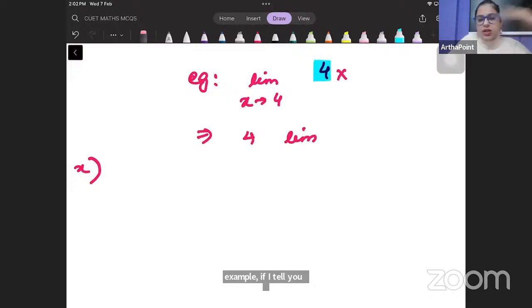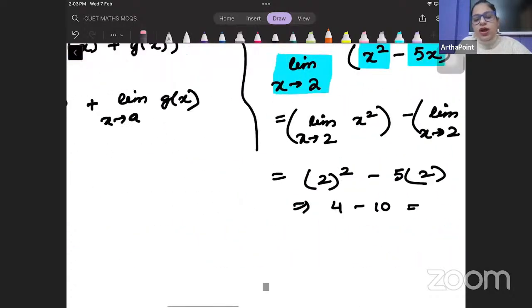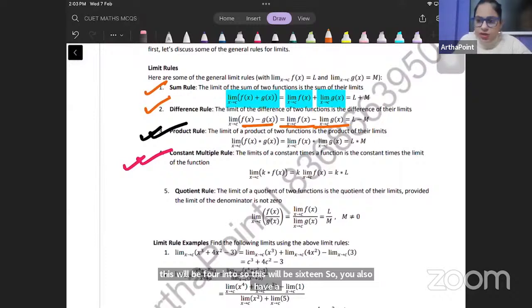The constant, take it outside. It comes out of the limit of x as x tends to 4, and this will be 4 into 4. So this will be 16. So you also have a constant multiplication rule. In this we say that the constant simply comes out of the limit.